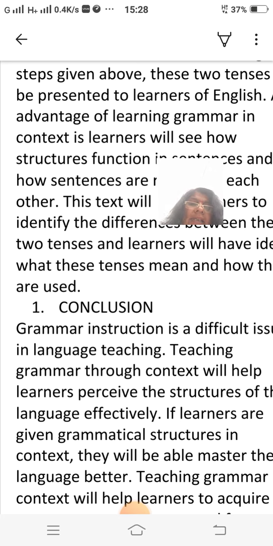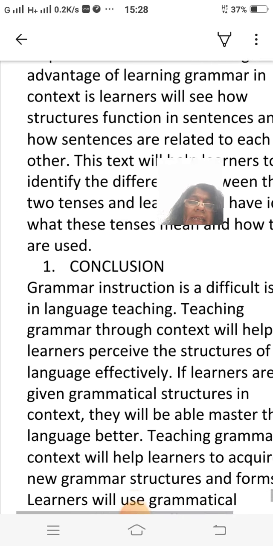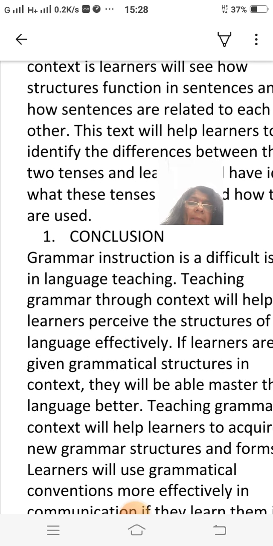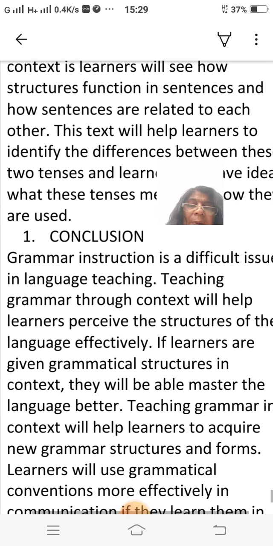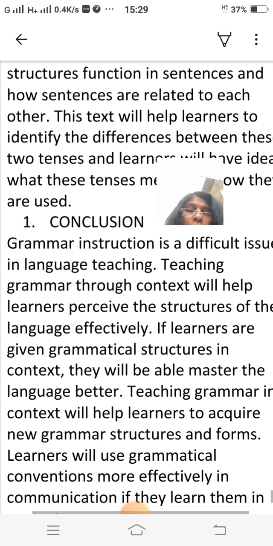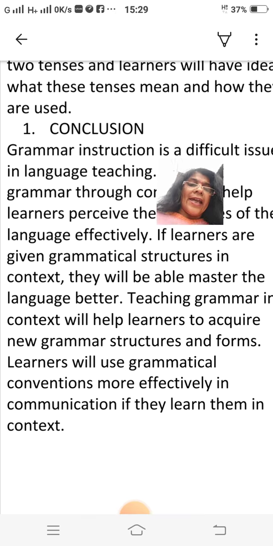Conclusion. Grammar instruction is a difficult issue in language teaching. Teaching grammar through context will help learners perceive the structures of the language effectively. So guys, this is the conclusion.